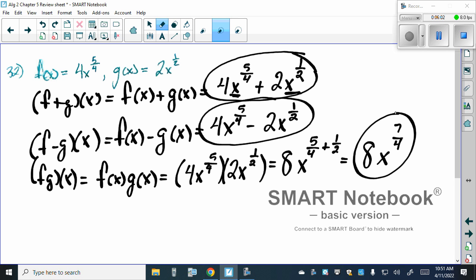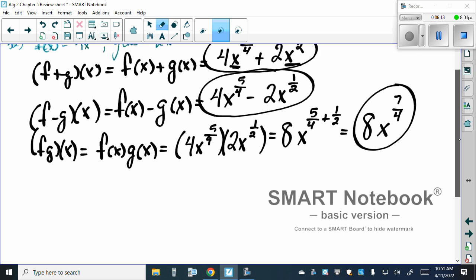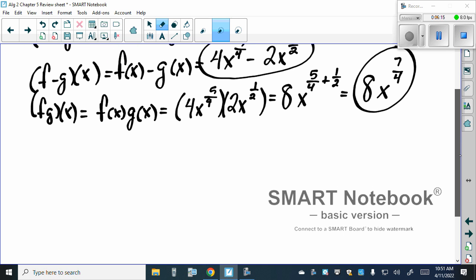Now at this point here, we could type it into the calculator, not the whole thing, just the 5/4 plus 1/2 to simplify that down. And 5/4 plus 1/2 works out to be 7/4. And that's all we have to do for multiplication. Any questions on addition, subtraction, or multiplication?